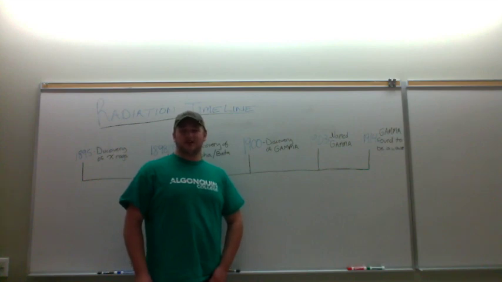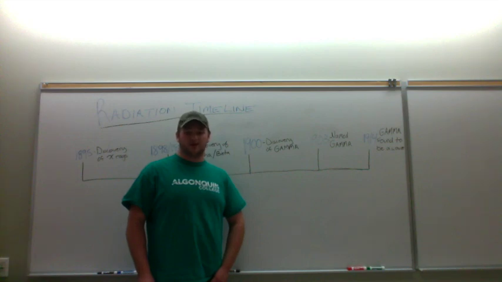Since gamma is a ray, it has the same properties as X-rays. The only difference between the two is where and how they're formed and their energy outputs. Gamma comes from the nucleus, whilst X-rays come from the outside of the nucleus. Gamma is also way more powerful, with photon energies being beyond 100 kiloelectron volts.